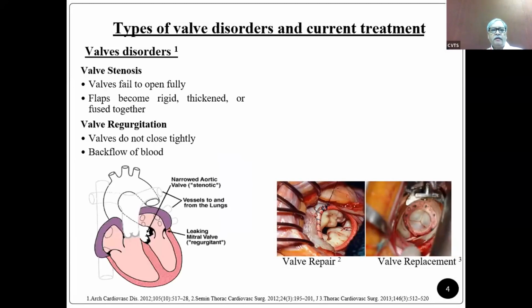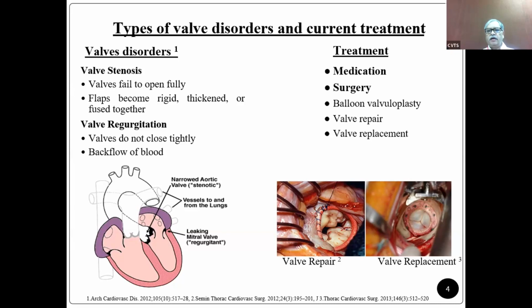So for valve disorders, valve stenosis is when the valve fails to open fully, and the flaps become rigid, thicken, or fuse together. Valve regurgitation is when the valve does not close properly, and backflow comes out of that. There are treatments, however, I think everybody knows: medication and surgery, two of the options. Surgery includes balloon valvuloplasty, valve repair, and valve replacement. These three options are available.